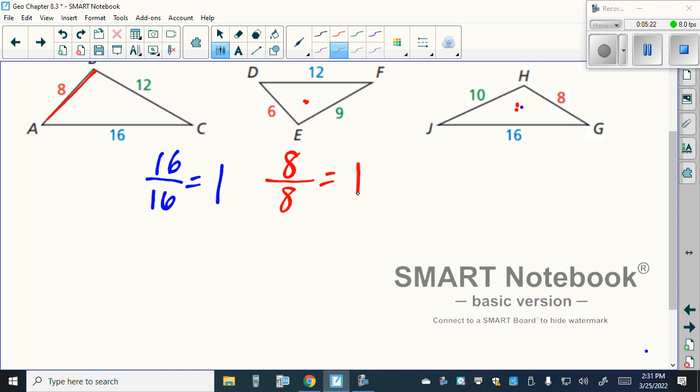Well, those do both give us the same measure, yes? But again, we still need to do all 3 sets. And the middle side length for ABC is, and for GHJ is, this here is not equal to 1. So even though we do get 2, it's not similar because the third one isn't the same. We need all 3 to have the same proportion.